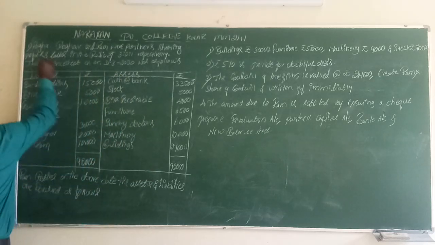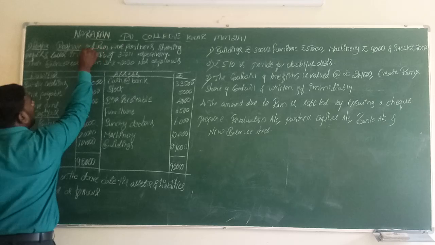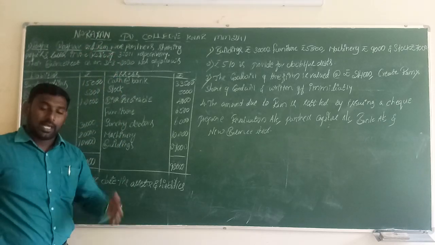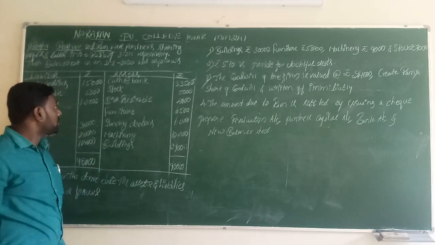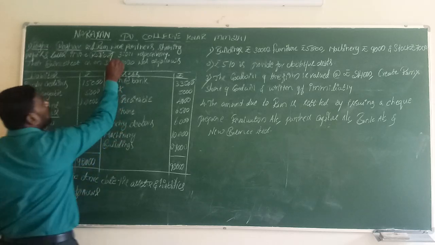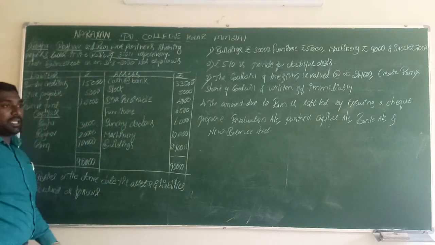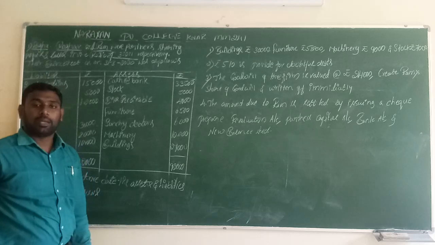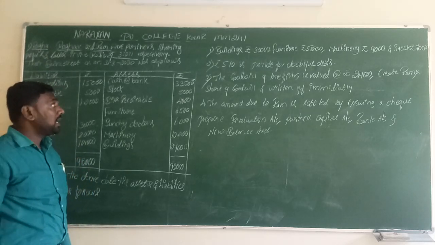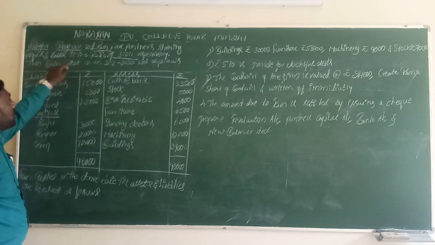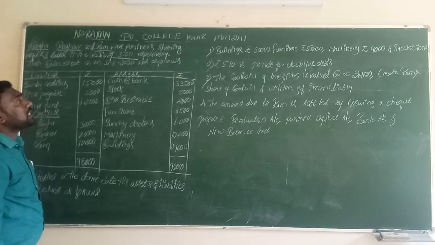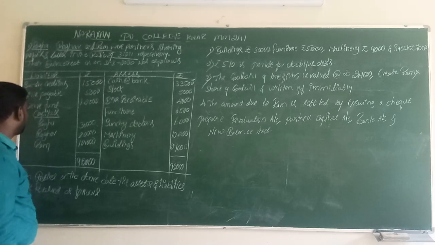Here Raghu, Raghav and Ram, these three persons are the old partners, existing partners in the partnership firm. They share profit and losses in the ratio given, 3:2:1, that is, 3/6, 2/6, 1/6. Respectively, their balance sheet as on 31st March 2020 was as follows. So the balance sheet is given.